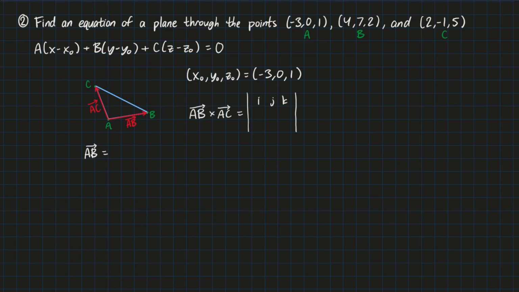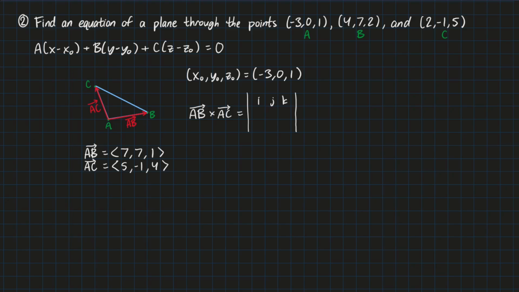Remember, to get vectors, we take their final point and subtract its components from the components of the initial point. So we're doing B minus A. For vector AB we'll have 4 minus -3, which is 7, 7 minus 0, which is 7, and 2 minus 1, which is 1. And then for vector AC, we're doing 2 minus -3, which is 5, -1 minus 0, which is -1, and 5 minus 1, which is 4.